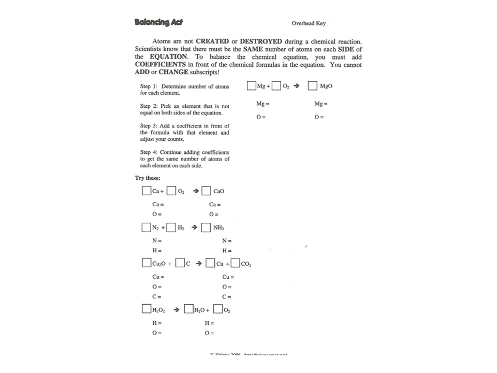To balance the chemical equation, you must add coefficients in front of the chemical formulas in the equation. You cannot add or change subscripts. And I'll show you kind of what that jumbled mess means. If you get lost, there are steps over to the side, step 1, 2, 3, and 4, that will help you. So nothing new. We're going to start out by counting atoms in an equation. And then we're going to try to balance the equation by adding coefficients or numbers in front of the symbols.